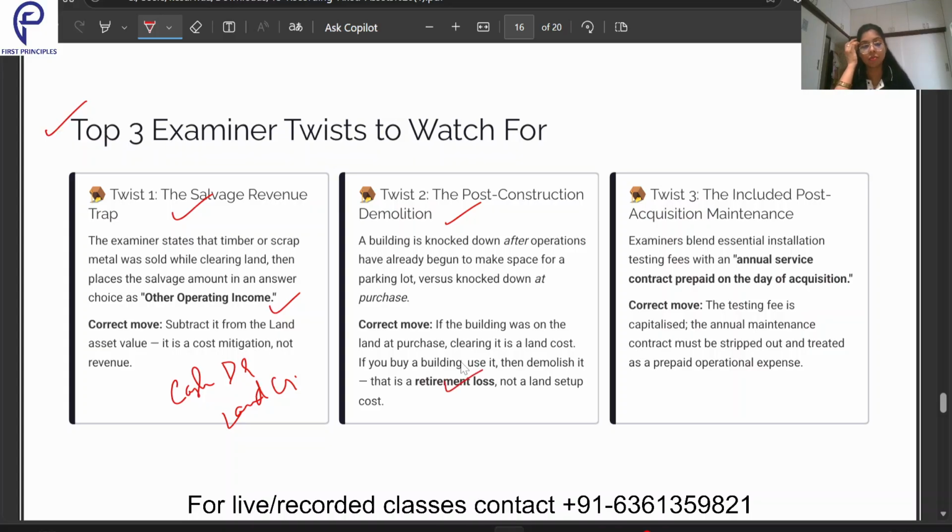That means I am selling off a particular land. On that there was a building, and I am demolishing that building. So that will be termed as a retirement loss. I am retiring that particular asset. Then post-acquisition maintenance, like an annual service contract, or AMC, the annual maintenance charges we pay. Where has that to be recorded? That has to be recorded in my income statement as an expense.